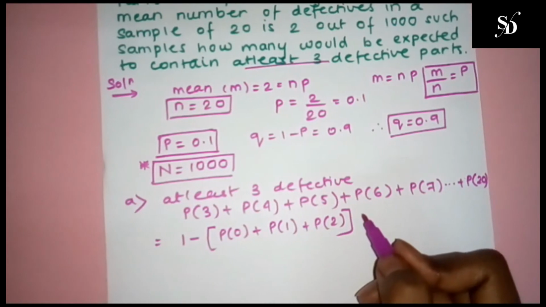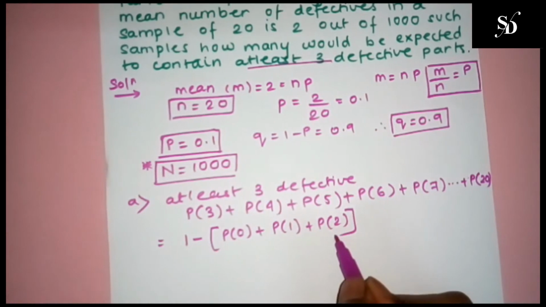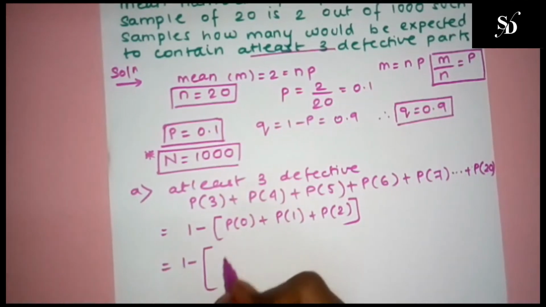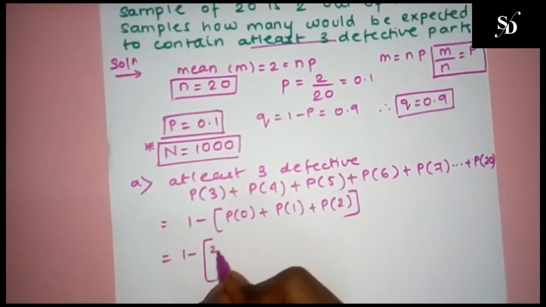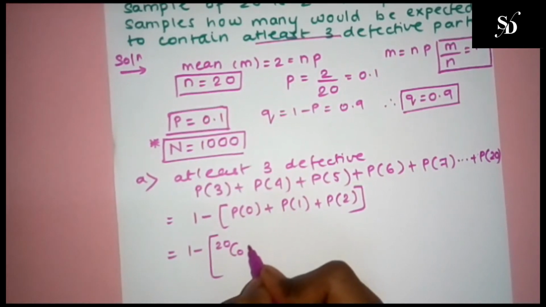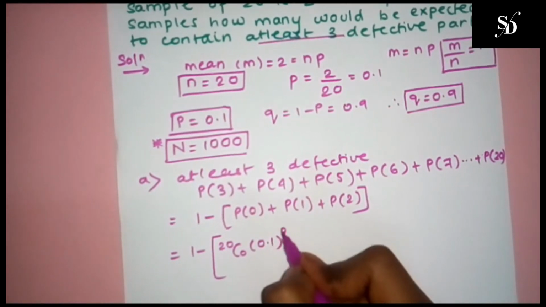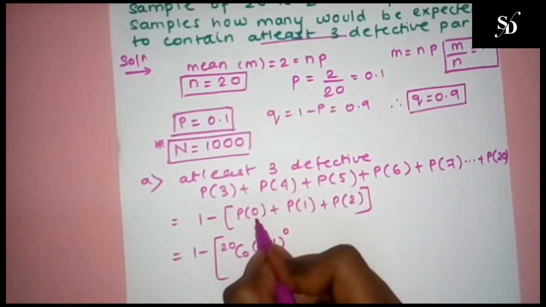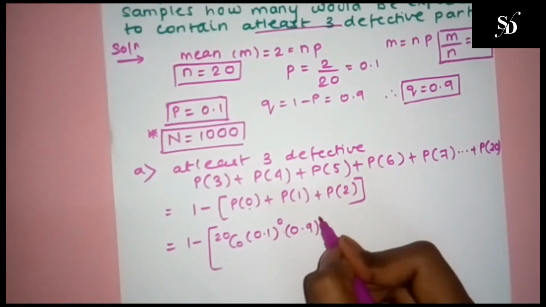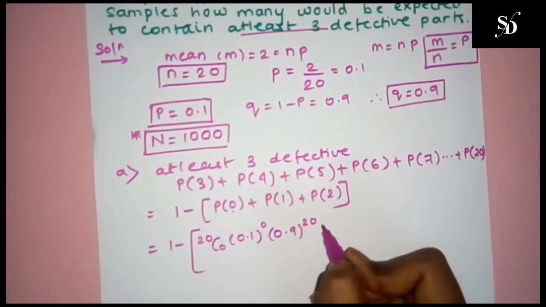Now we have to write the binomial distribution formula for these terms. So it will become 1 minus, for P of 0 it will be 20C0 into 0.1 raised to 0, that is r, into 0.9 raised to 20, because 20 minus 0 will be 20.